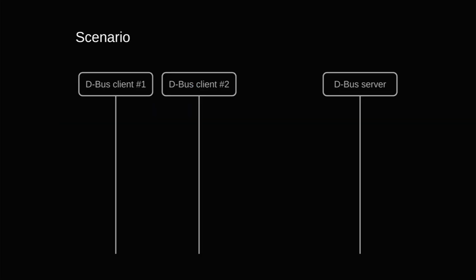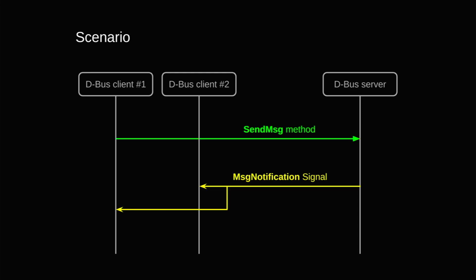And here's a scenario. A debug client uses the send message method. So the debug server catches the method call, handles it, and emits a signal, which is the message notification signal. And then the signal will be broadcasted, so clients can catch the signal and handle it. For example, put the message on the text view.